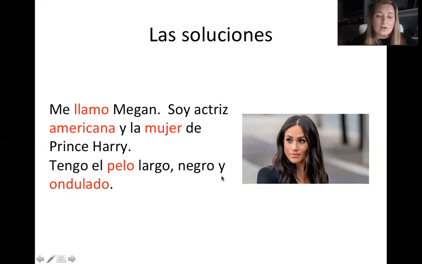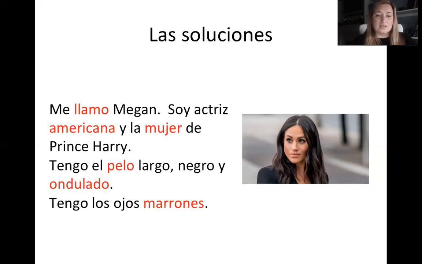Tengo el pelo, number 4, pelo, largo negro, y number 5, ondulado. And then our last one, number 6, tengo los ojos marrones. Tengo los ojos marrones, brown eyes. So I have long black wavy hair and I have brown eyes. Long black wavy hair and brown eyes, ojos marrones.